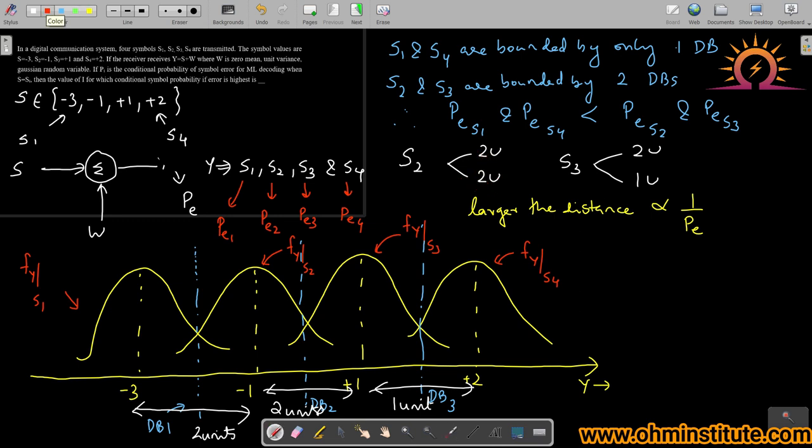Therefore, probability of error for S2 will be less than probability of error for S3. And in this question, which particular symbol has the largest probability of error is asked. We've already concluded from this particular point that compared to S1 and S4, S2 and S3 have the highest probability of error. Now amongst S2 and S3, S3 has the highest probability of error. So the answer to this question is probability of error for S3 is the highest. And in fact, the question is asked in terms of index. The index would be I is equal to 3.